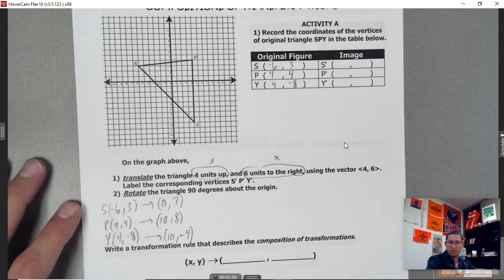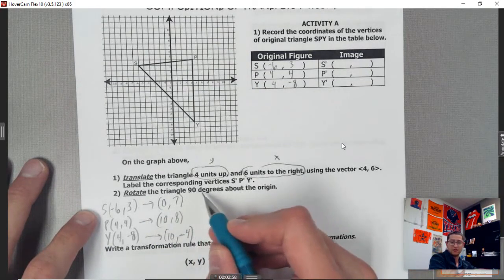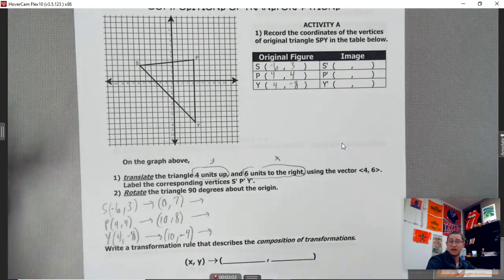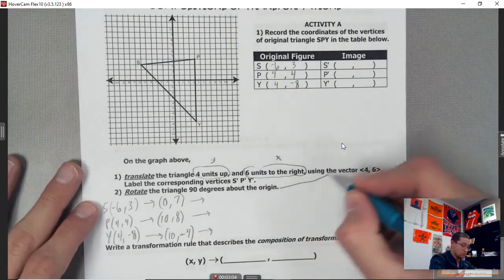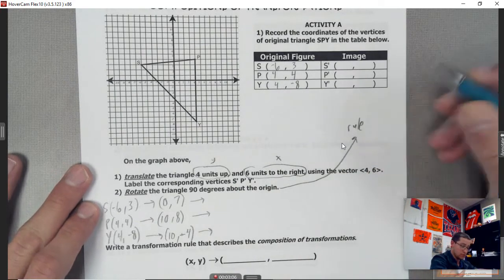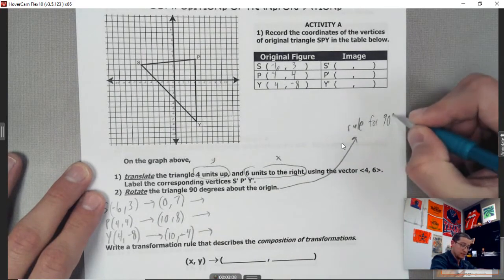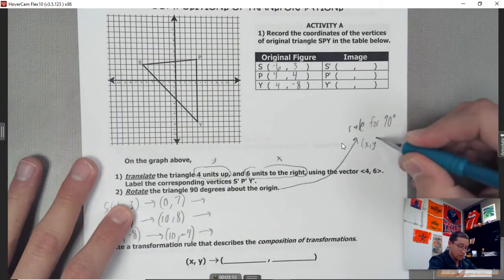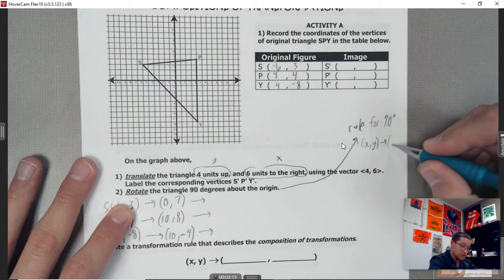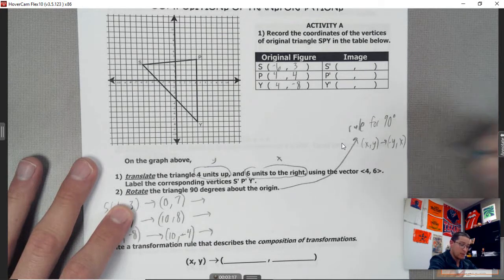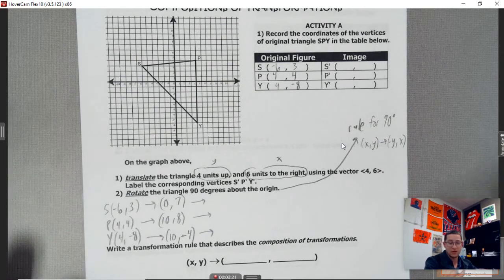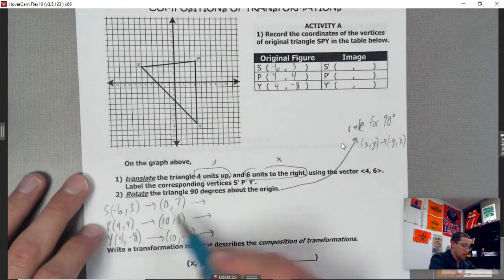And then the second part would be just to rotate the triangle 90 degrees about the origin. So let's do that, and let's review our rule. The rule for 90 degrees, remember, these are counterclockwise: if it was x comma y, you're now going to change it to negative y comma x. Okay, so that's what we're going to be doing here. And then that'll be that. So let's go ahead and switch it.